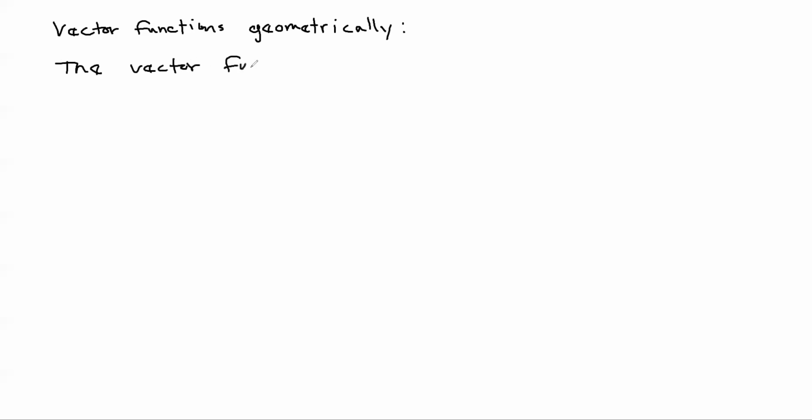Okay, so next, let's look at vectors geometrically, vector functions. So how do vector functions work geometrically? So the vector function r of t equals f of t comma g of t produces vectors that terminate at the points of the corresponding parametric equation.